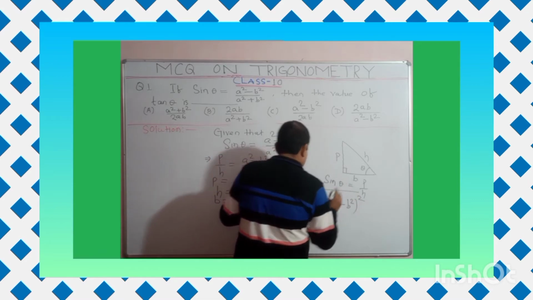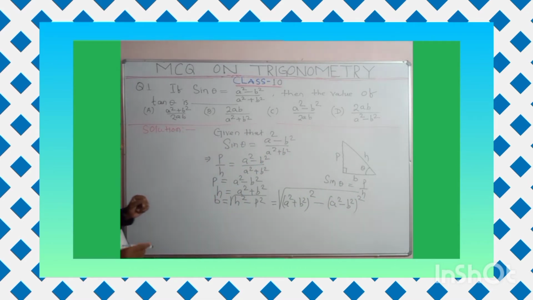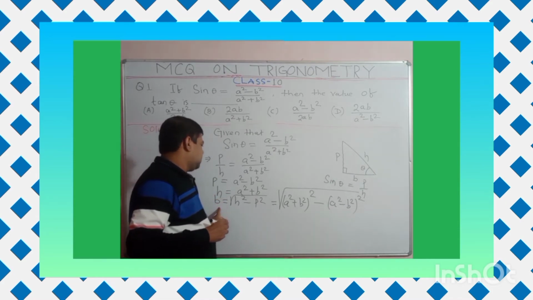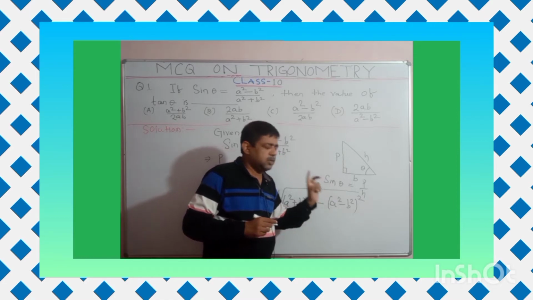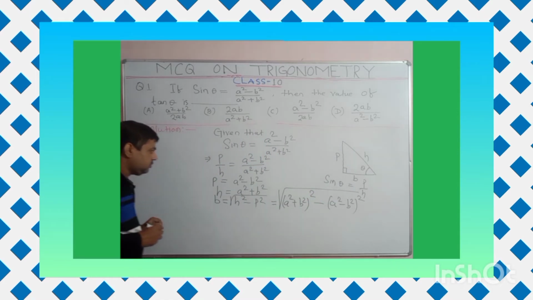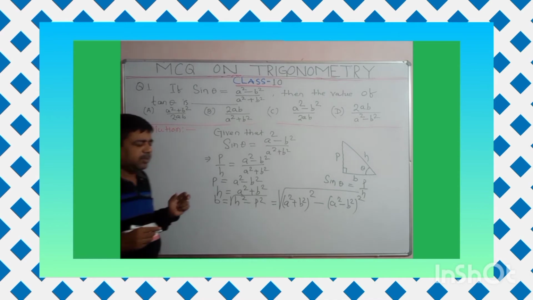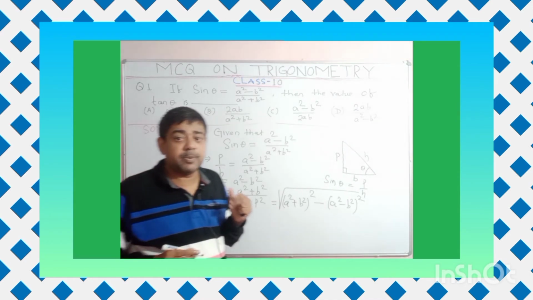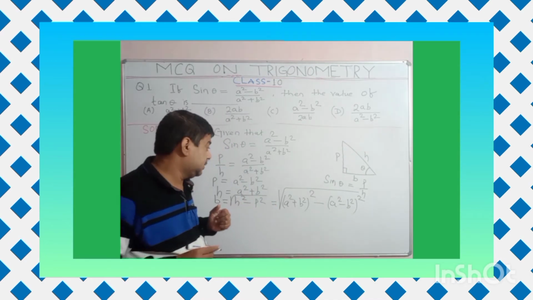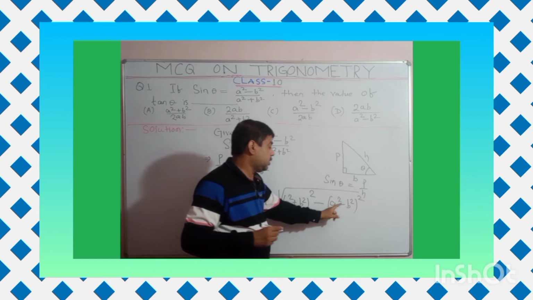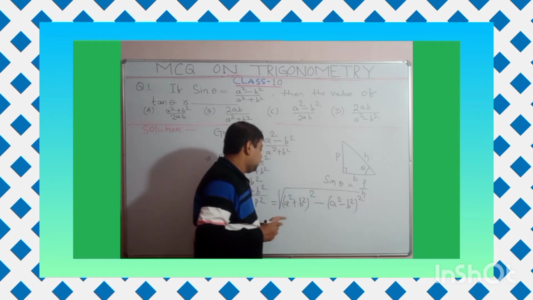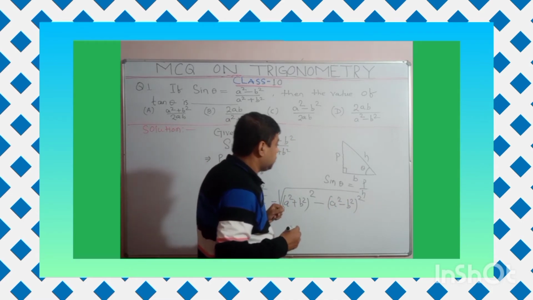Understand? Is it clear? Okay. Yes. So here base is equal to the square root of (a square plus b square) whole square minus (a square minus b square) whole square. Can you remember one algebraic identity? You see here (a square plus b square) whole square minus (a square minus b square) whole square. Now, which formula is it coming under?